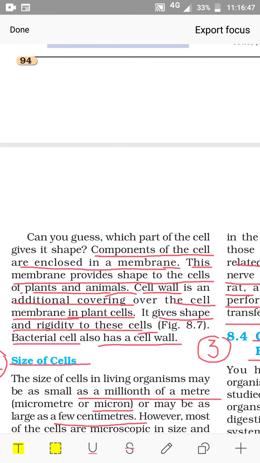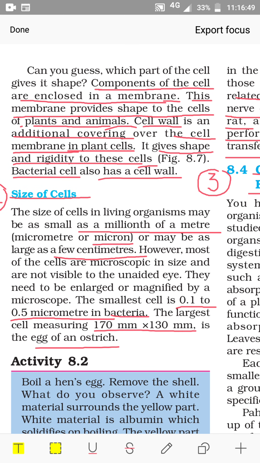Now, which part of the cell gives its shape? Components of the cells are enclosed in a membrane. Components, that is the parts of the cell, are enclosed in a membrane. This membrane provides shape to the cells of plants and animals. Cell wall is an additional covering. So one you have got the membrane, the other you get the cell wall, an additional covering over the cell membrane in plant cells. So the plant cell has got another covering.